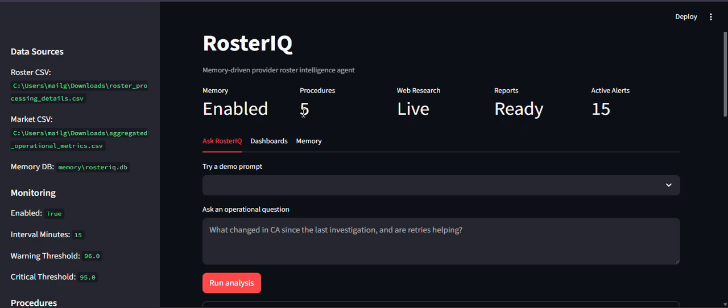This is Roster IQ, a memory-driven agentic AI system built to analyze provider roster operations across two datasets. One is at the file and the pipeline level, and one at the market and transaction level. At the UI level, we built this in Streamlit, so the experience is simple and operational.